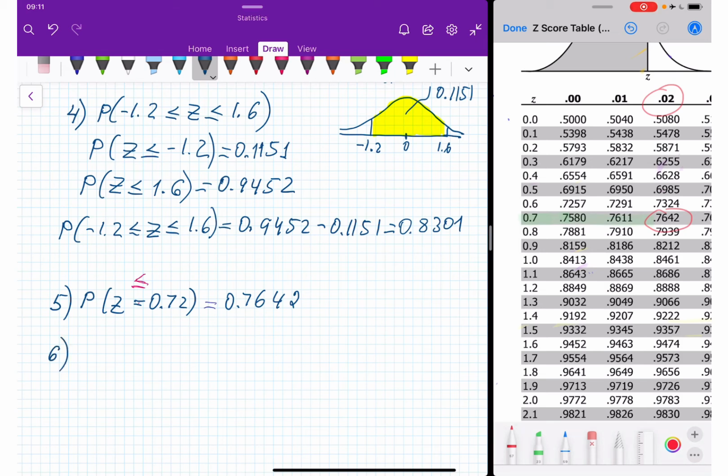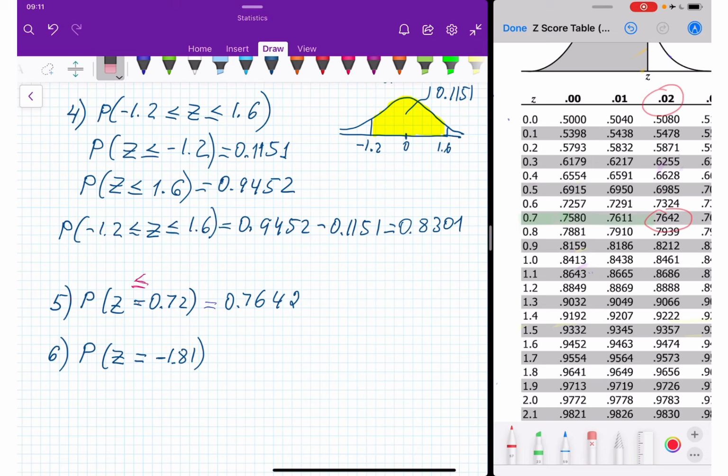We need to find to the right. So we need to find to the right. So if I put z-score equal, I can put either equal negative 1.81. But because it's to the right, then it would be the proper way to put greater than to show that it's to the right.